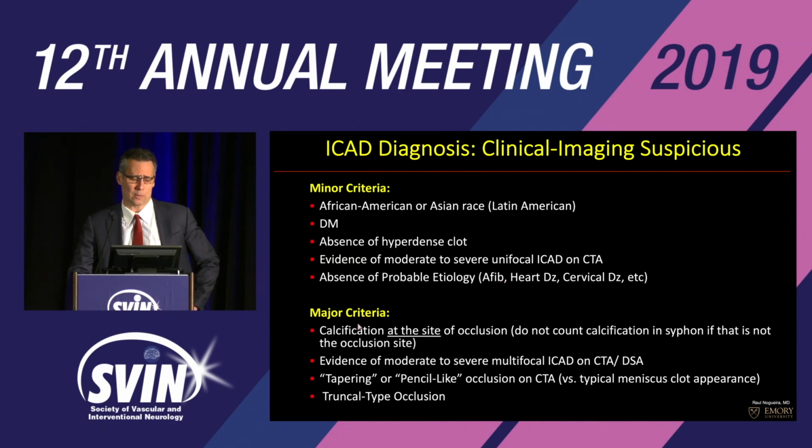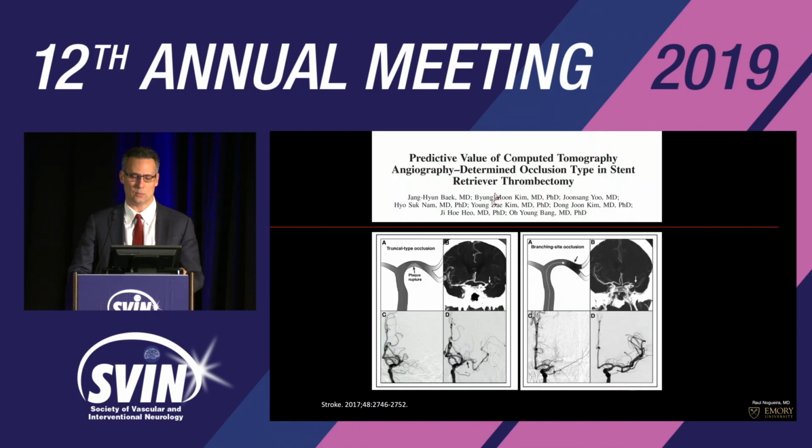And there are major criteria. Mark just showed calcification at the site of occlusion. That's going to be ICAD, almost for sure. You can't count the calcification at the site. Other major criteria are evidence of moderate to severe multifocal disease on CTA or angiogram, the tapering lesion, pencil-like tapering, like he showed in his case, with an absence of the meniscus, which characterizes a clot. And finally, the truncal-type occlusion that you can see on CTA.